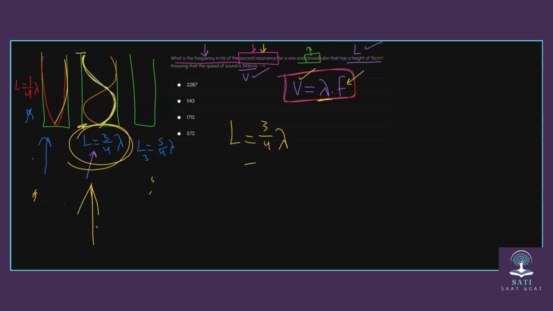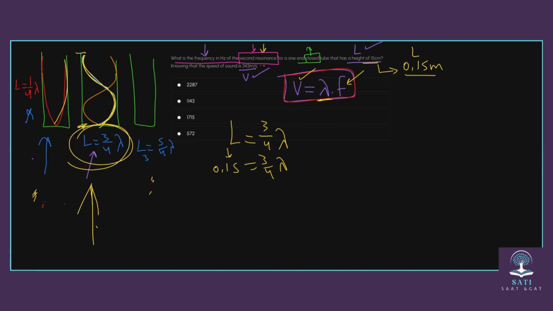Now what is the length here? It's given: 15 centimeters. And 15 centimeters is not in the unit of length, so you need to change it into meters. We divide by 100 and get 0.15 meters. We substitute the length here, so we get 0.15 equals 3/4 lambda.